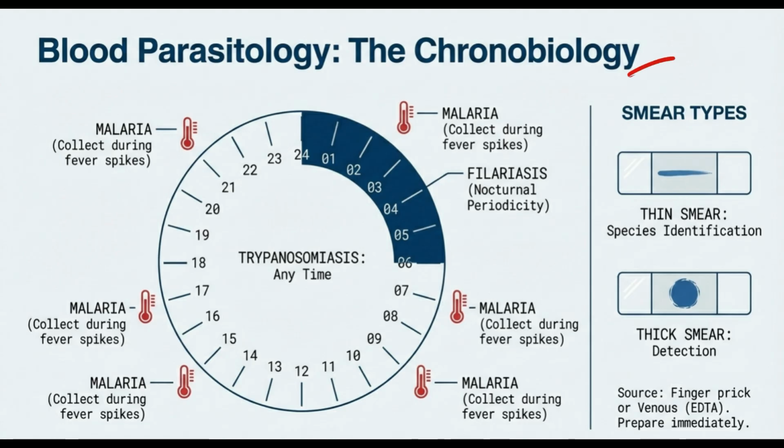Now let's look at the smear types over on the right. A thin smear, where the blood is spread thinly, is what we use for species identification because it preserves the shape of the red blood cells in the parasites. A thick smear, on the other hand, is a concentrated drop of blood. We use that for detection because it lets you screen a much larger volume of blood, which increases the odds of finding the parasites. Both of these are prepared immediately, either from a finger prick or a venous blood sample.